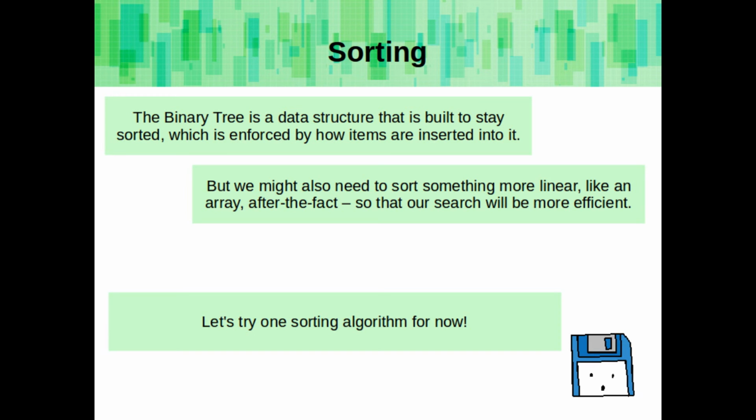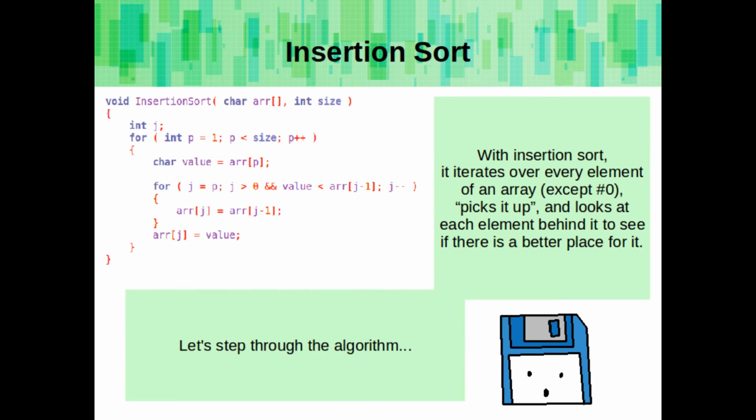Let's try one sorting algorithm for now. With insertion sort, it iterates over every element of an array except for item number 0. It picks up that element and it looks at each element behind it to see if there is a better place for it. Let's step through the algorithm.